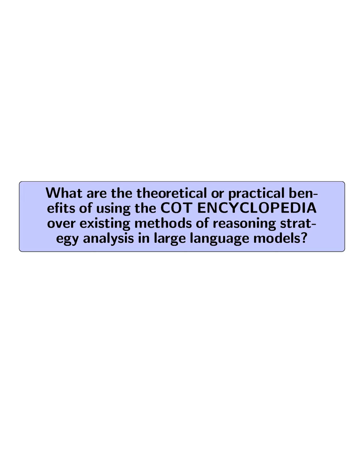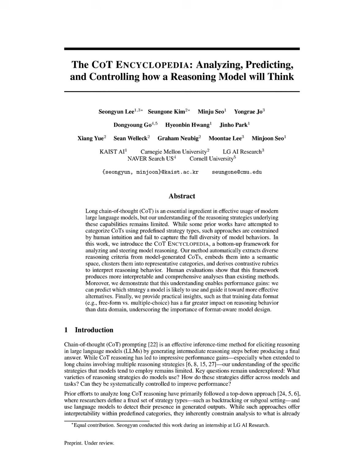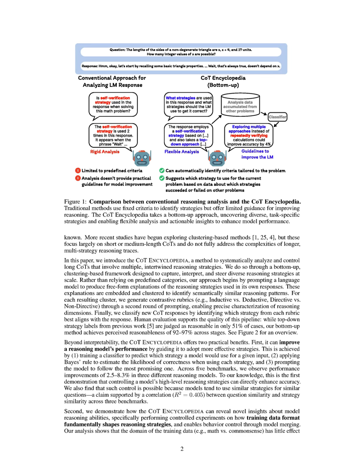What are the theoretical or practical benefits of using the COT Encyclopedia over existing methods of reasoning strategy analysis in large language models? The COT Encyclopedia offers significant theoretical and practical benefits over existing methods of reasoning strategy analysis in large language models, LLMs. Theoretically, it employs a bottom-up clustering-based framework that captures a broader diversity of reasoning strategies without relying on predefined categories, which enhances interpretability and allows for the discovery of novel reasoning patterns.